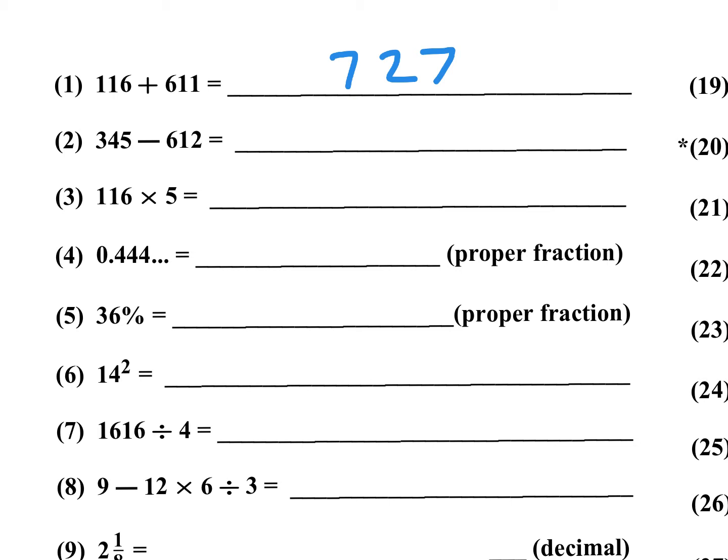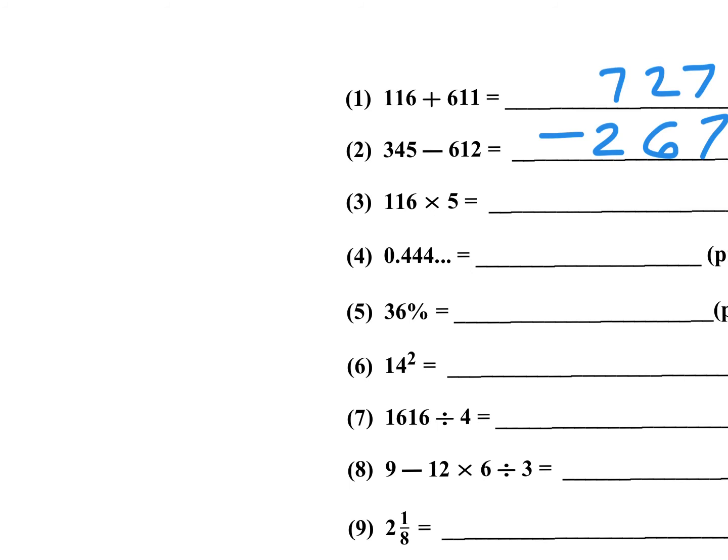typically students are going to say, okay, make this a 612 minus 345. The answer is going to be negative. So you're going to have 12 minus 5, it's going to be 7. And then you're going to have 10 minus 4 is 6. And then the 6 becomes a 5 since you borrowed. 5 minus 3 is 2. Negative 267.